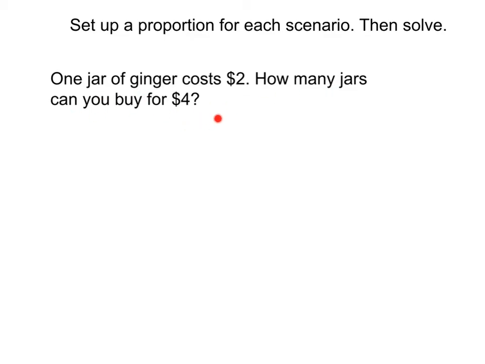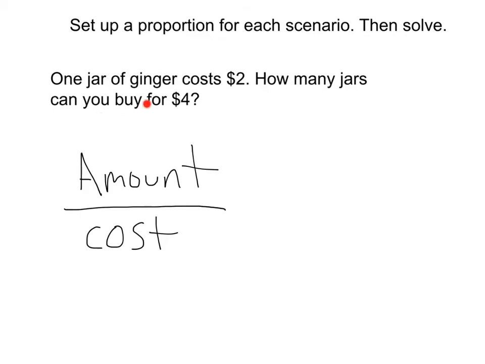Well, you might say, Mr. Zonker, that is easy. I could buy 2 jars of ginger, of course. But let's go ahead and practice setting up proportions. Now in this scenario, we have 2 different things that are being compared. The amount of jars and the cost. So here I put a ratio with my amount for my cost.